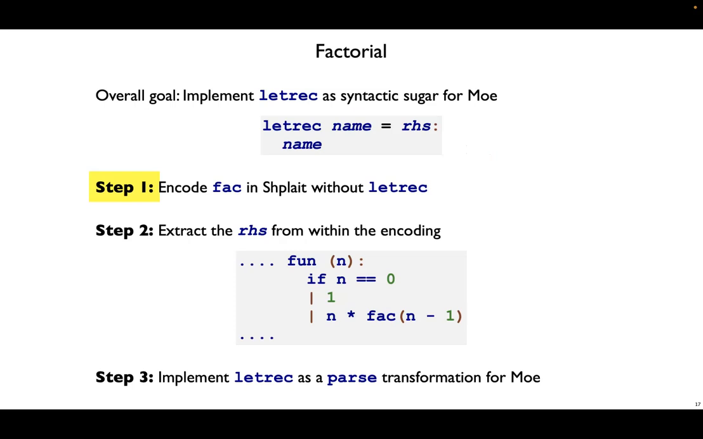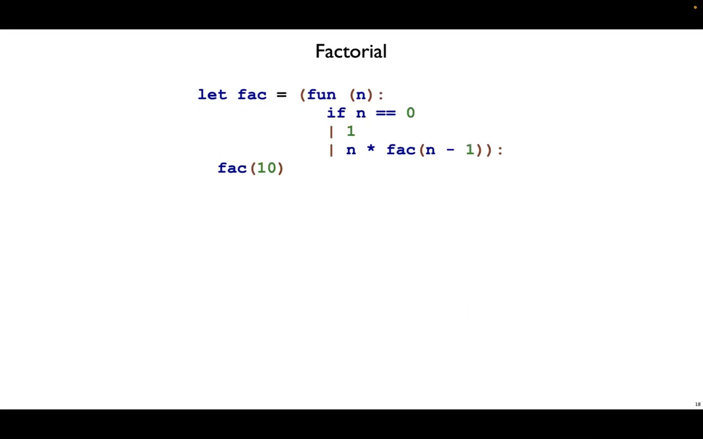Onward now to step 1 in our process. Let's encode fac in Shplait without using letrec. We will use only let. Here's the starting point. This is a failed definition of factorial using let. Why is it a failure? Fac is bound down here in the body, but fac is not bound on the right-hand side.